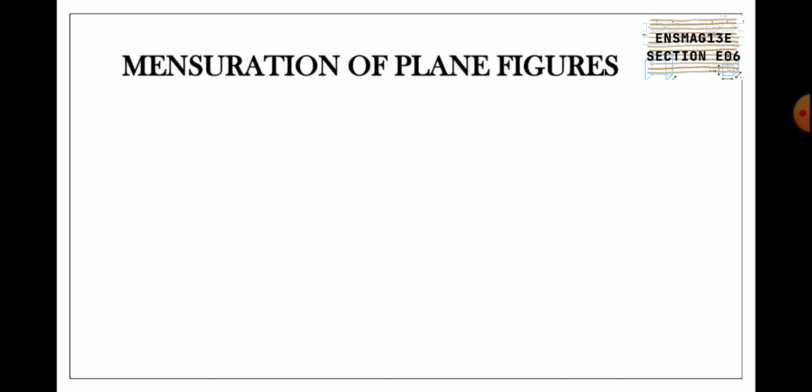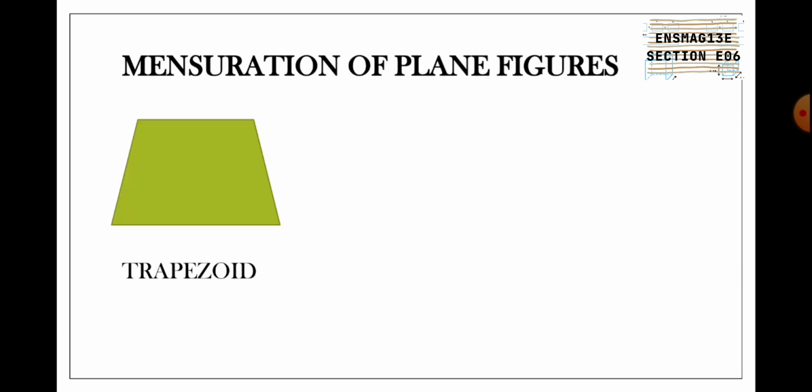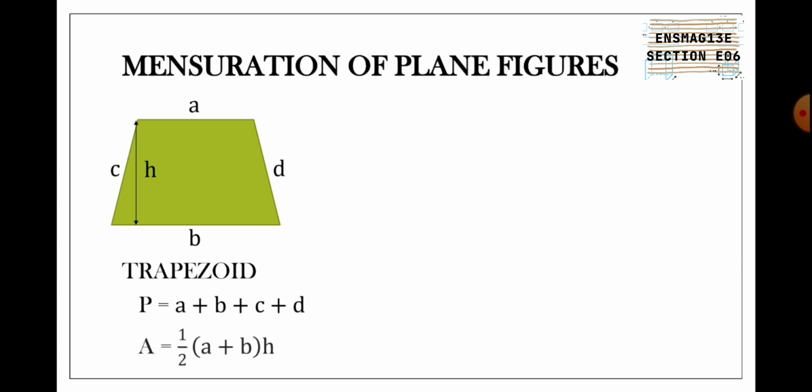Our next shape is your trapezoid. So a trapezoid is a quadrilateral with only one pair of parallel sides. The sides that are parallel are referred to as the bases. So we have the top base and the bottom base. The other sides are called the legs. So in our figure here, your A and your B are parallel to each other. So your A and your B are considered as the bases of your trapezoid. Your other two sides, C and D, are the legs of your trapezoid.